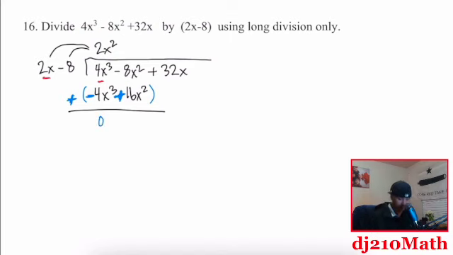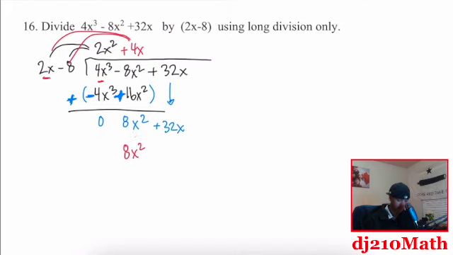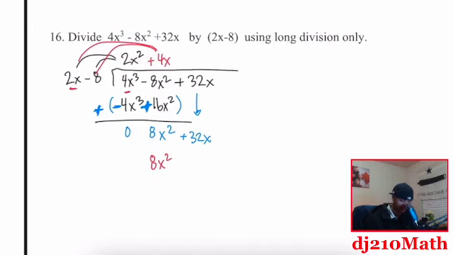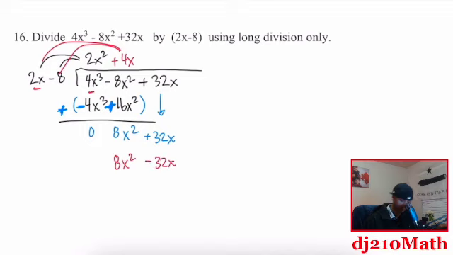So this is going to be 0, right? Because 4 plus negative 4. Negative 8 plus 16 is 8x squared. Then we bring down the 32x. And we say 2x times what gives me 8x squared. And this is going to be plus 4x. Now I have to distribute the 4x to everything over here. So this is going to be 4 times 2, which is 8x squared. Again, the terms match. 4x times negative 8, negative 32x.